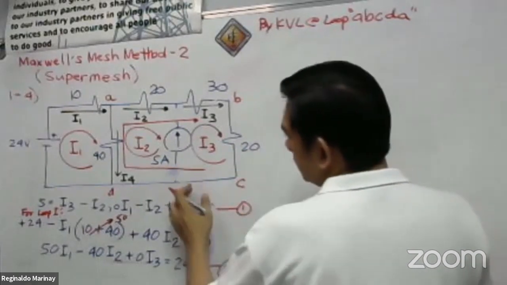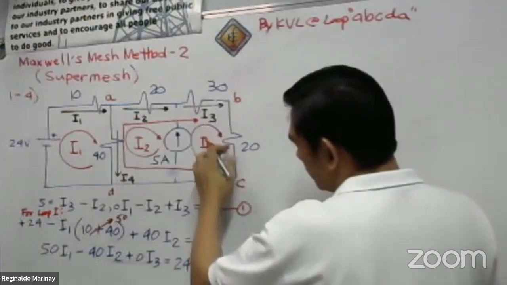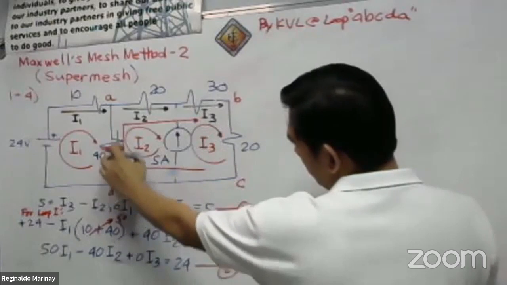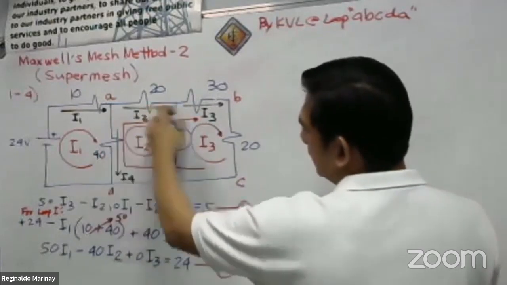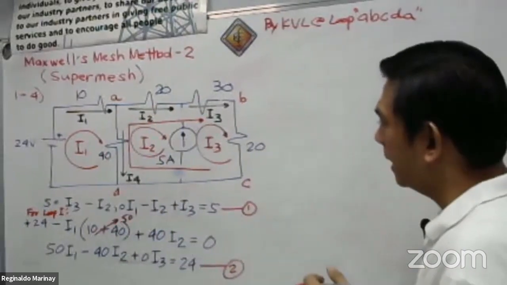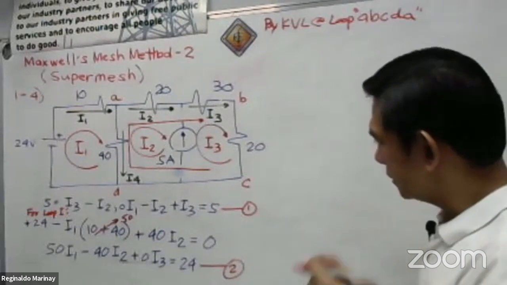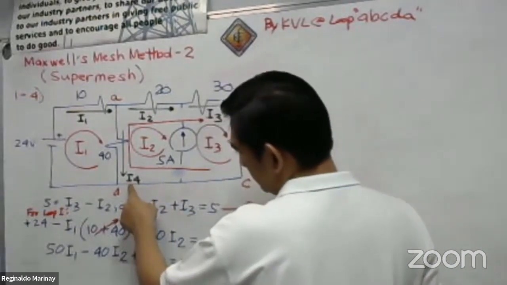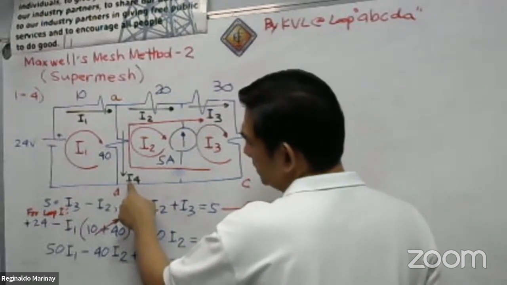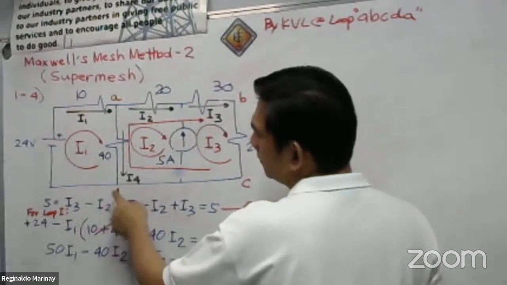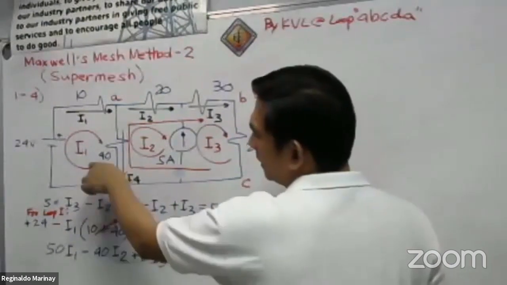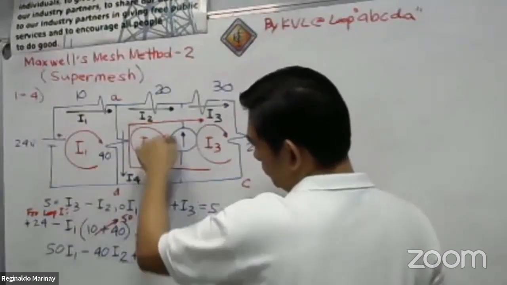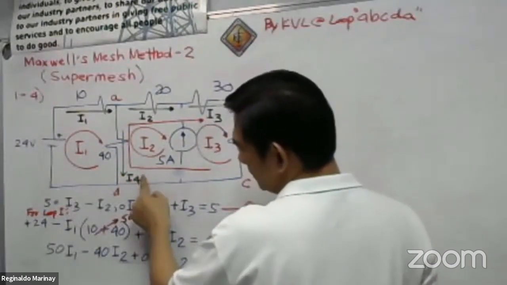So please take a look at this super mesh. This is what we call the super mesh. Okay? Then we are going to apply the Kirchhoff's voltage law. By the way, we have here current I sub 4. Okay, guys? So please take a look here, I sub 4. In terms of circulating current, I1 and I2, what is the value of our I sub 4?